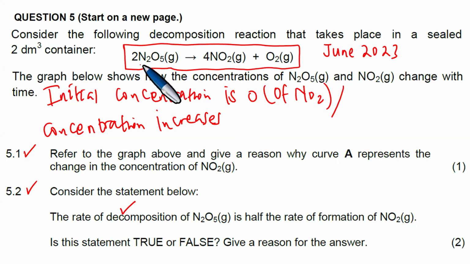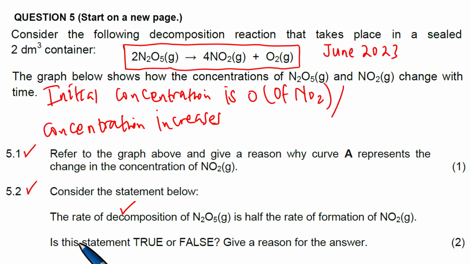How many oxygen atoms? 2 times 5 is 10 oxygen atoms on the left, and on the right we have 4 times 2, which is 8 oxygen atoms, plus 2 oxygen atoms, giving us 10 oxygen atoms. Indeed, you have 10 oxygen atoms, so the atoms are balanced on both sides of the equation.